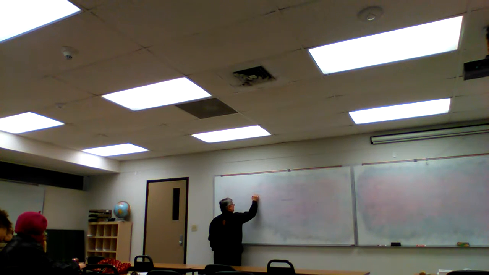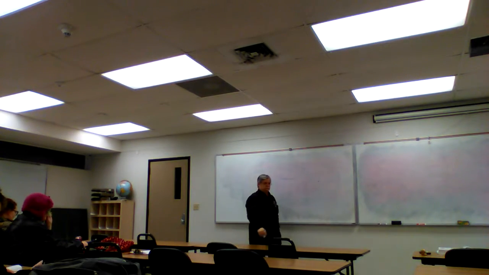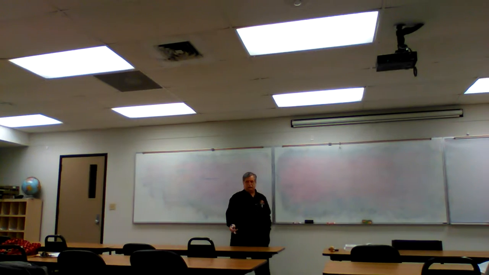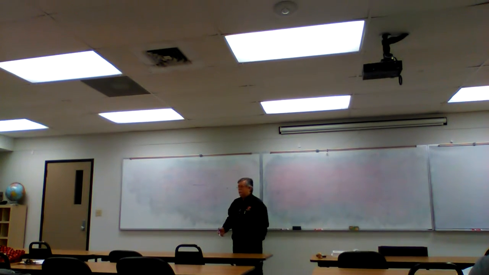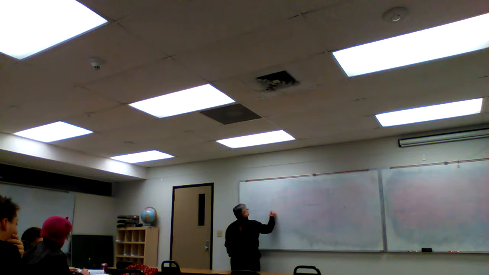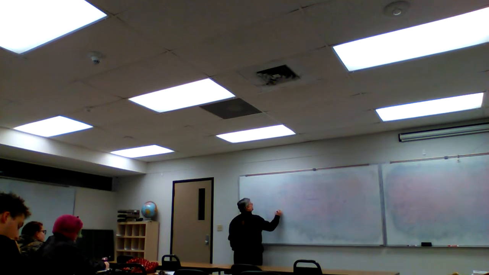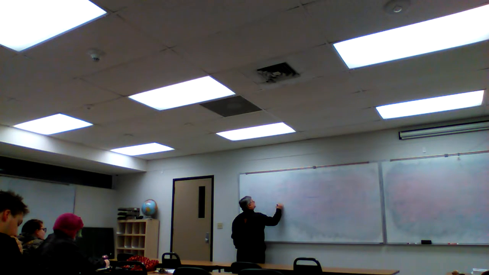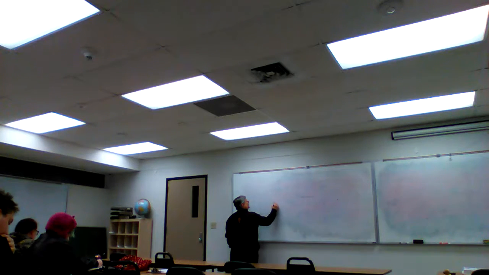Well, we know the dimensions for velocity are what? Length divided by time. Distance per unit time. But what are the SI units of velocity? Meters per second.